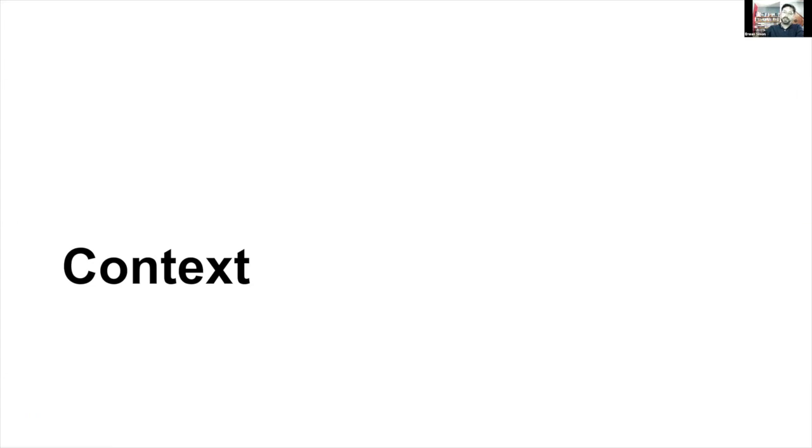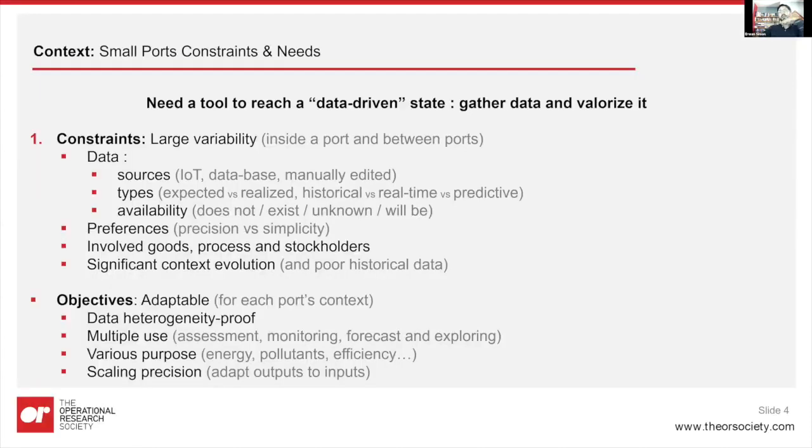So context. Here we are addressing the small ports. It means that they need a tool, first, to gather all the available data and find a way to extract value from it. Here we don't have a huge team of IT people and data science. I will not say they have nothing, but not enough. They have huge constraints because they have huge variability.